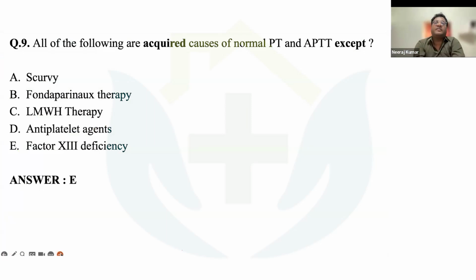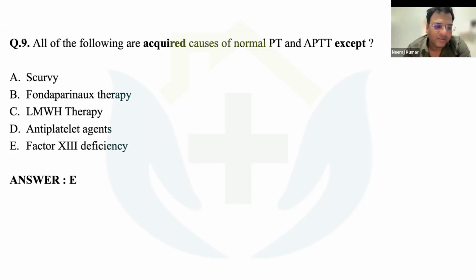Now, this is again a very interesting question: all of the following are acquired causes of normal PT and APTT except. Okay. So I have enumerated all the acquired causes. Here, one cause is the congenital cause, in which PT as well as APTT both are normal. I think this is the last, and after this one more question will be there. Any of you who mark it, I think the answer is already written.